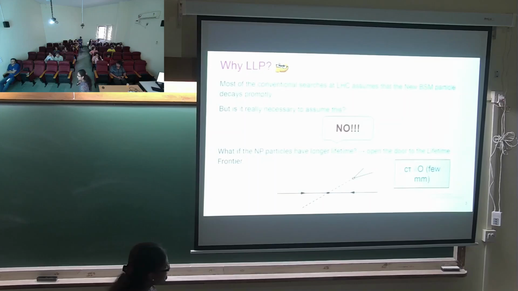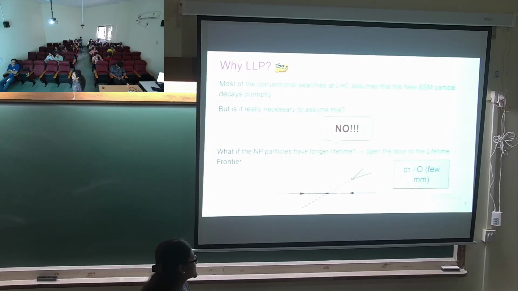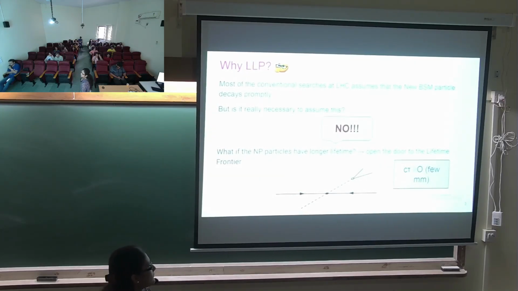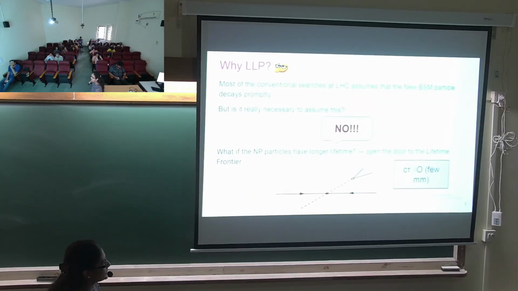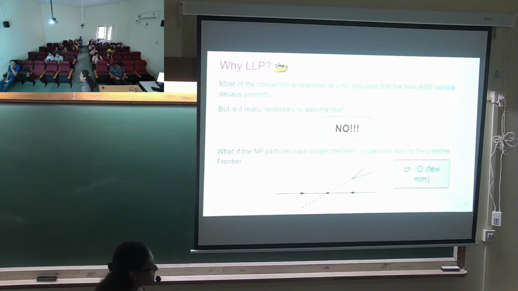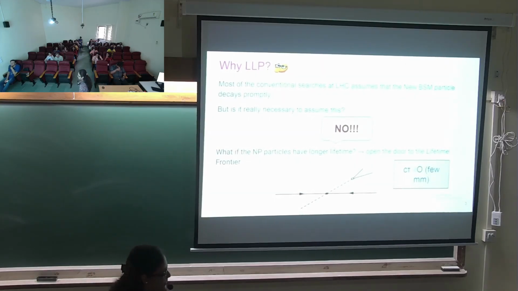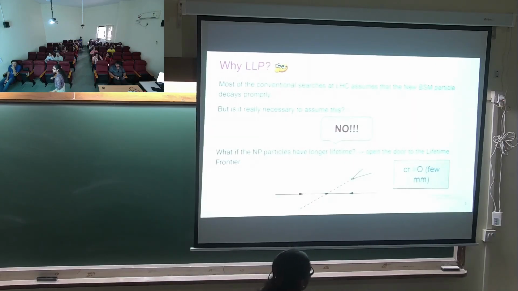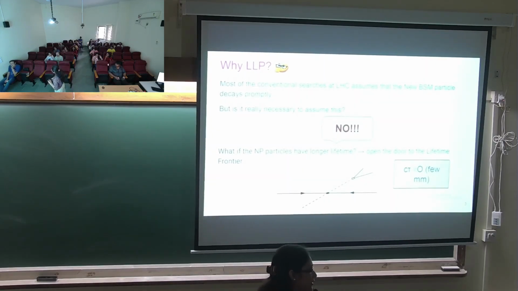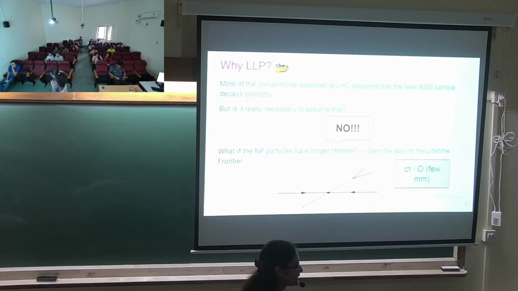A particle is said to be long-lived if it has a macroscopic decay length c tau greater than or equal to a few millimeters. Usually a prompt particle will decay at this IP. However, a long-lived particle will traverse some distance before decaying to the standard model particles. This is the proper decay length. In the lab frame, it will come with the beta gamma factor.